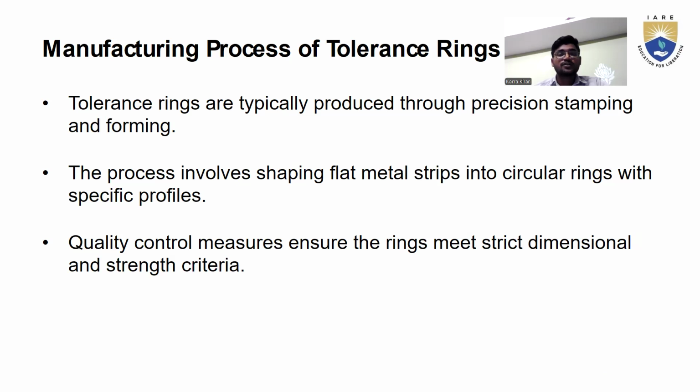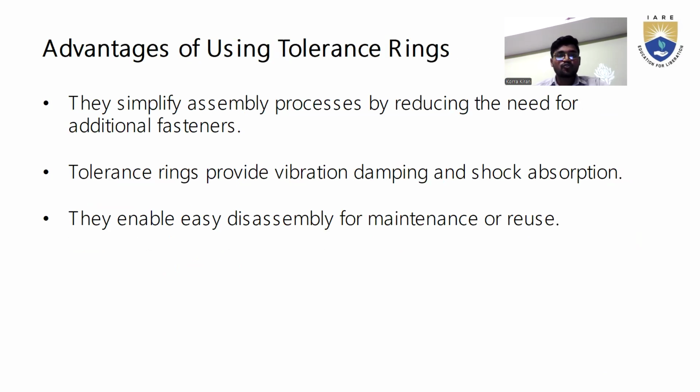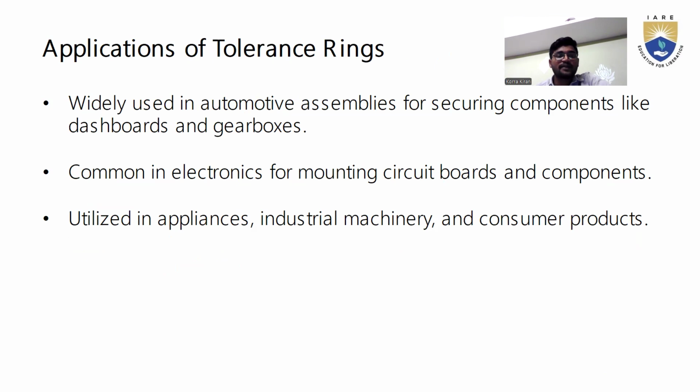Now, the manufacturing process of tolerance rings is stamping and forming. Advantages of using tolerance rings: faster assembly, vibration damping, and easy disassembly, with no other help or force required to disassemble the tolerance ring. Applications of tolerance rings include securing components in automobiles, like the dashboard and gearbox. In electronics, we can see circuit boards. At the same time, industrial machinery and consumer products are also applications.